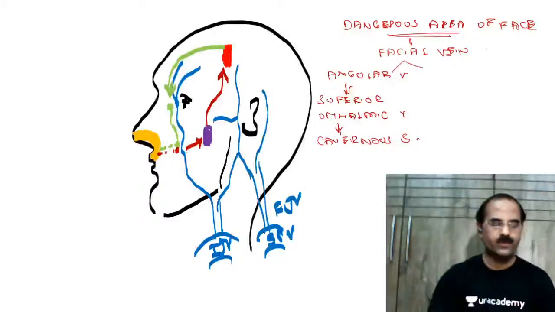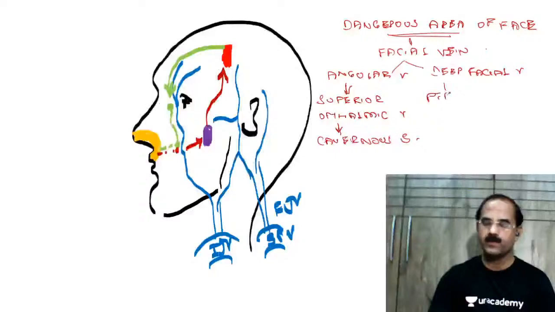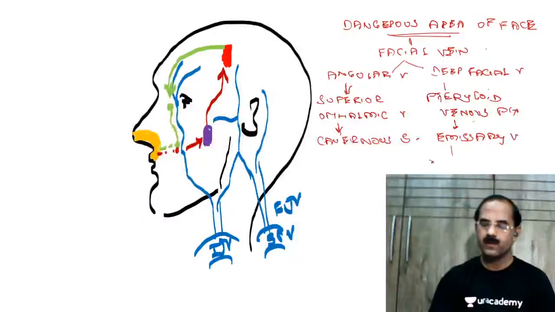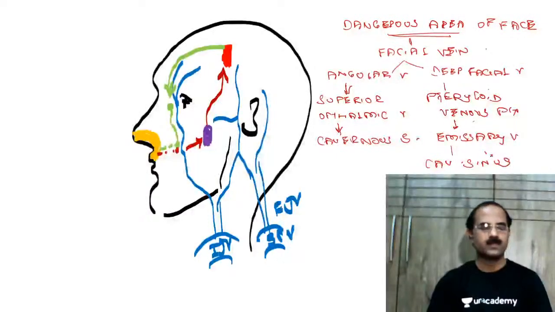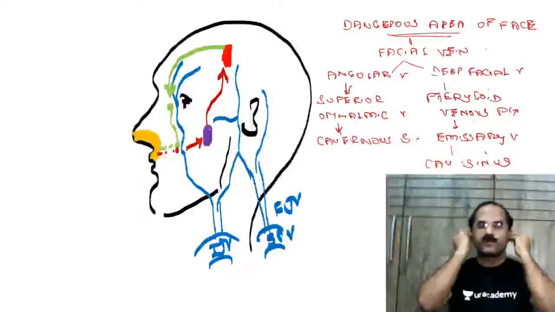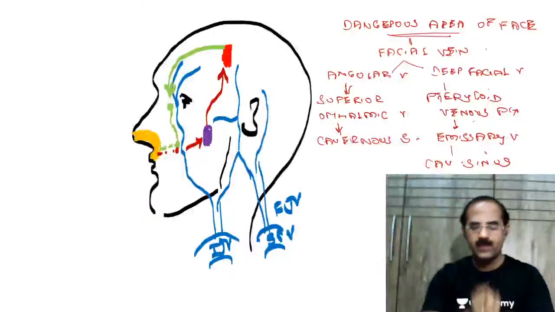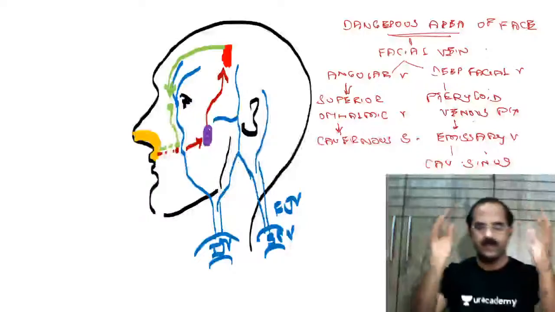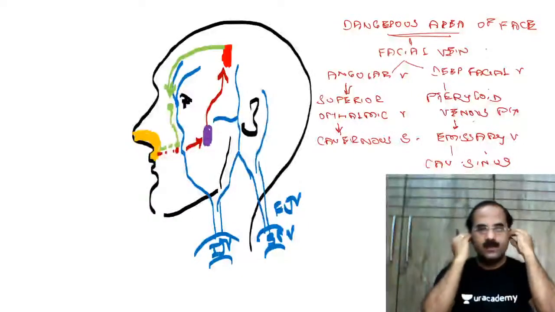From the dangerous area of the face to the facial vein, now we come to the deep facial vein, then the pterygoid venous plexus, emissary vein, and the cavernous sinus. Is this clear to all of you? So dangerous area of face, facial vein, deep facial vein, pterygoid venous plexus, emissary vein, and the cavernous sinus. Is this clear to all of you?